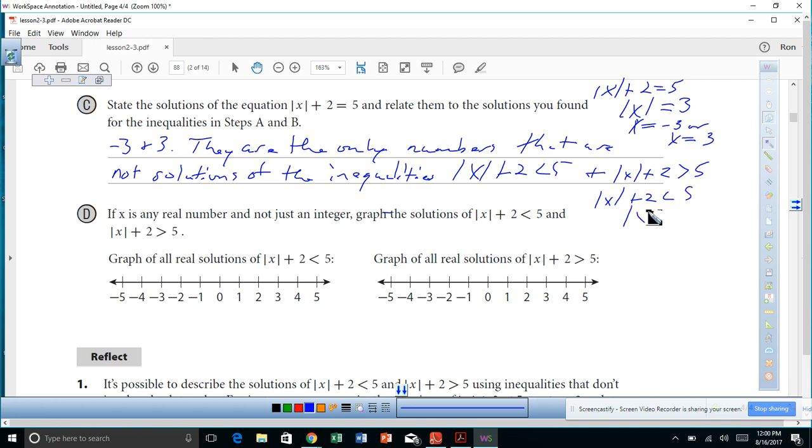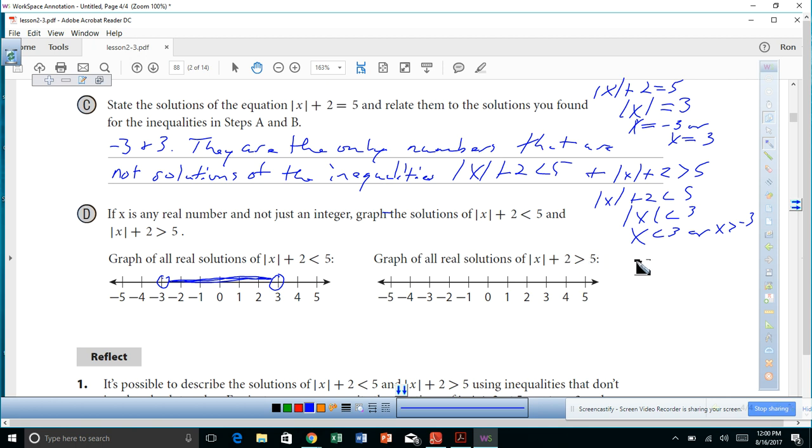Subtract 2 from both sides, and you get less than 3. So x is less than 3, or its opposite, x is greater than -3. So let's find -3, and it's not "or equal to," so it's an open parenthesis, and 3 is too, and then connect them. All right, there you go. There's your solution.